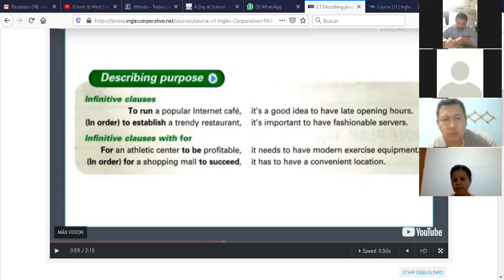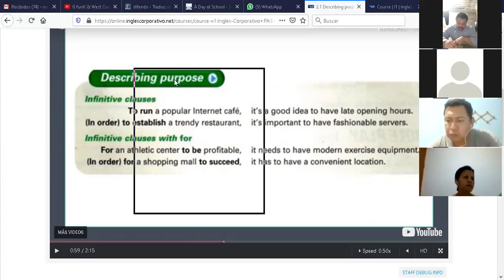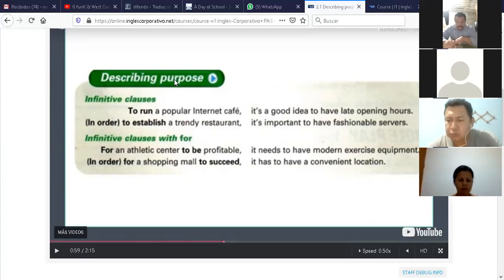To establish a pupusería, y aquí, después de esto, no necesariamente necesitan ustedes el it's a good idea, el it's important. Aquí ustedes pueden decir lo que ustedes quieran. You have to, you need to, cualquiera de esas. Sin embargo, cuando hay una estructura nueva, me gusta que la gente siga la estructura y ya cuando está sólida la estructura, se pueden echar a volar y ustedes le meten otras expresiones. Okay?